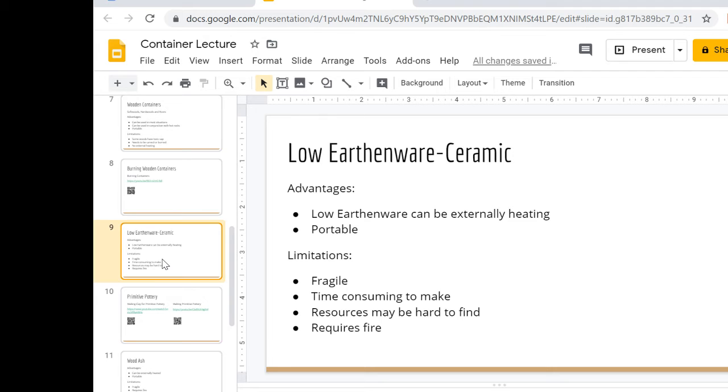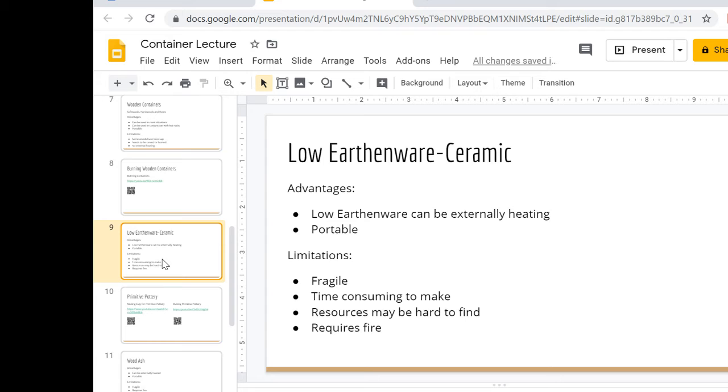Low earthenware, ceramic ware. We're really looking at low earthenware. I mean, you can get the heat that you need for ceramic, but low earthenware has really more uses for us because we can heat it externally. Ceramic, if you heat it externally, you can put it in thermal shock. It'll explode. I don't know if you've ever put a ceramic plate on your stove by accident and accidentally turned on the stove and it exploded. Same thing can happen with ceramic ware in the wild.